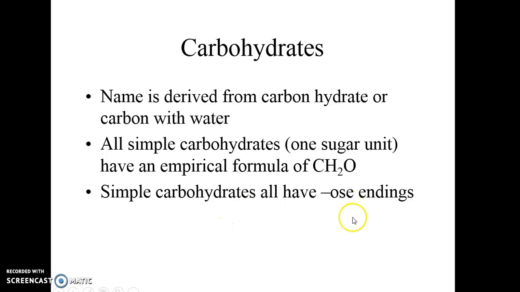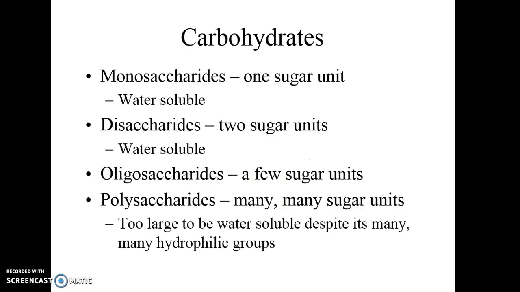All of the simple carbohydrates have "ose" on the end, and so you can recognize from the name what is a carbohydrate. Glucose, fructose, mannose, all of those are carbohydrates. The carbohydrates can be classified, if it's a pure carbohydrate, nothing attached to it besides the carbohydrate, as a monosaccharide, a disaccharide, an oligosaccharide, or a polysaccharide.